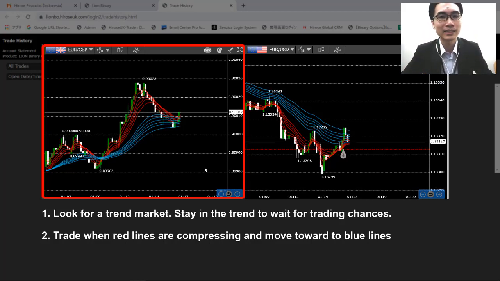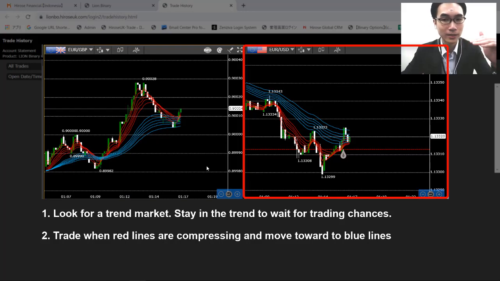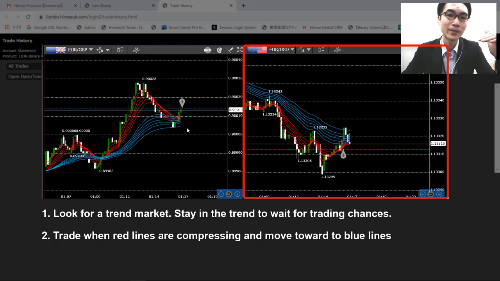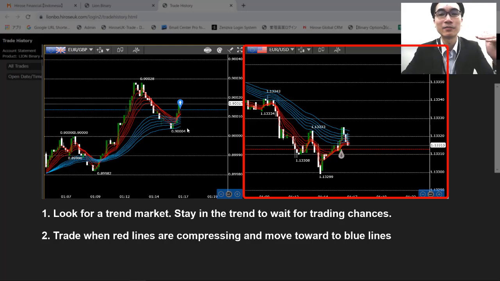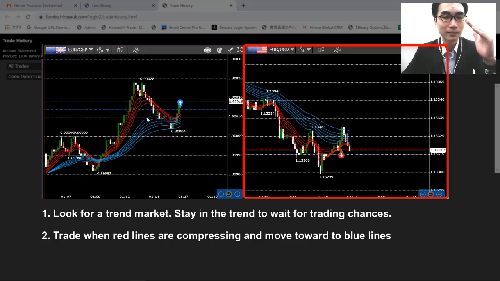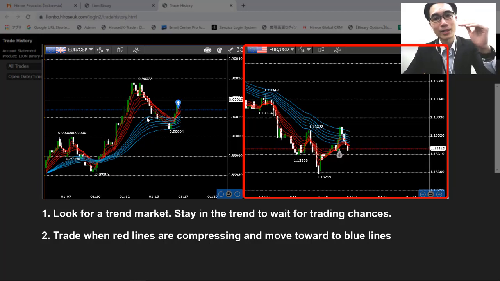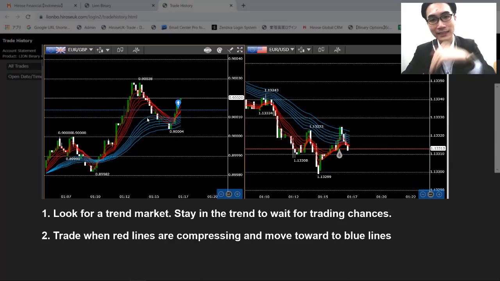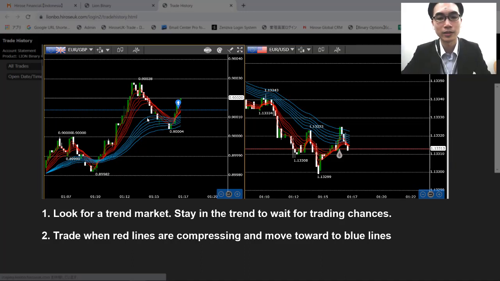Same as a downtrend: the blue line is going to be above the red line, and you will open a position when the red line compresses and moves upward towards the blue line. When the red line compresses to a certain level and the trend continues, the price will move back down, and that's when the profit comes in.